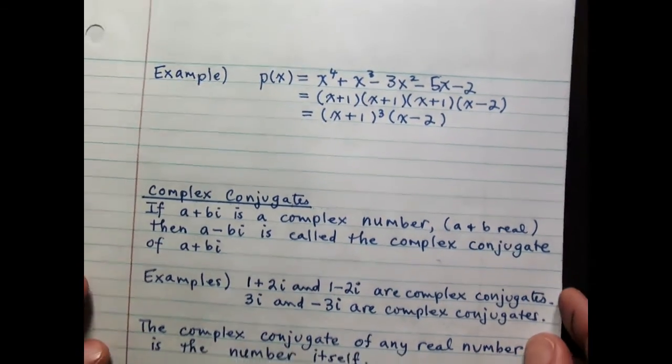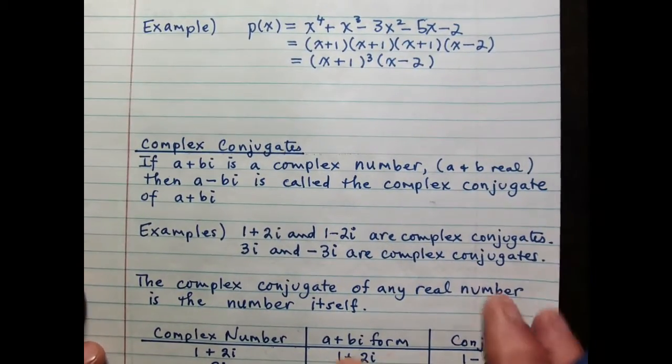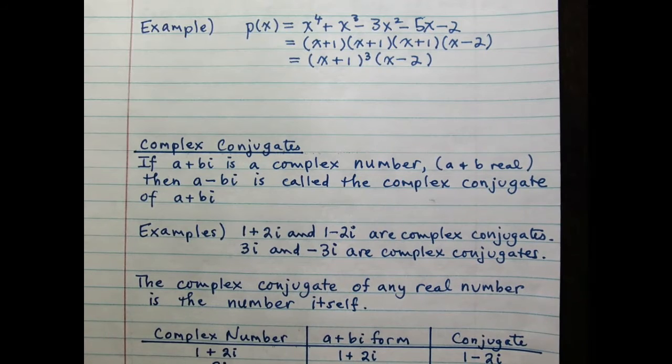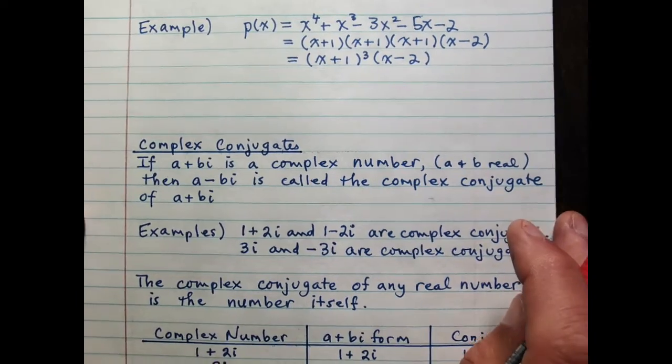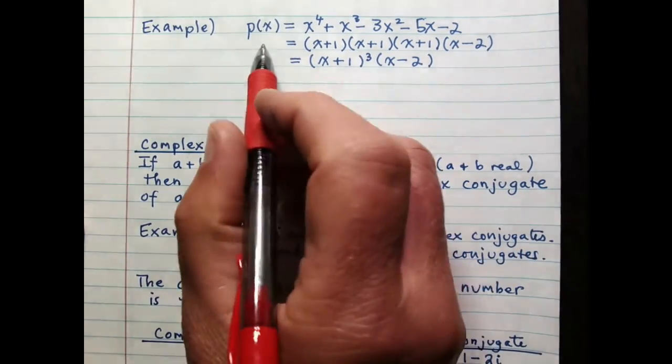And let me position things here. This is not an example that we looked at before. I went ahead and worked through this ahead of time on my own. So it's a polynomial of degree 4.